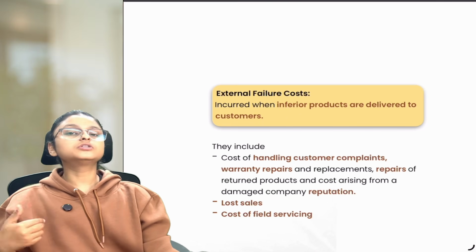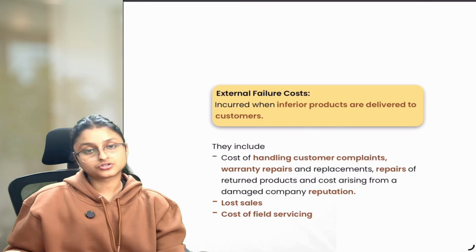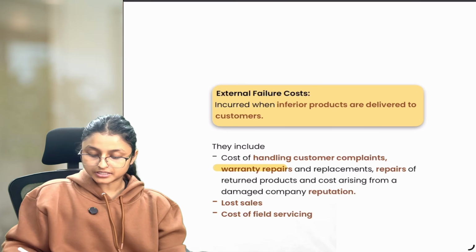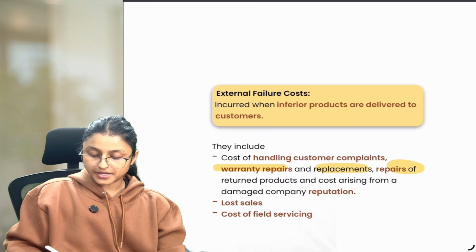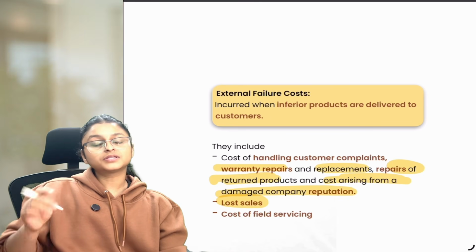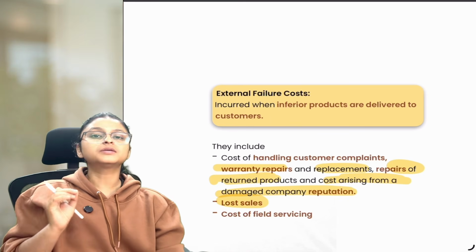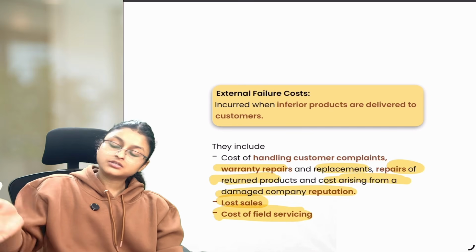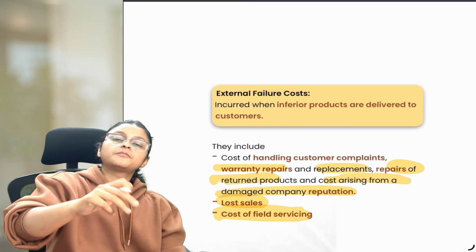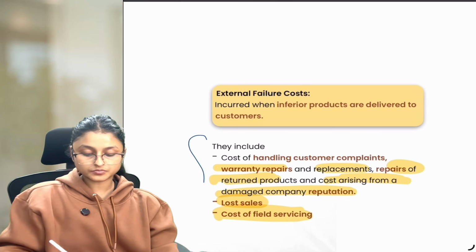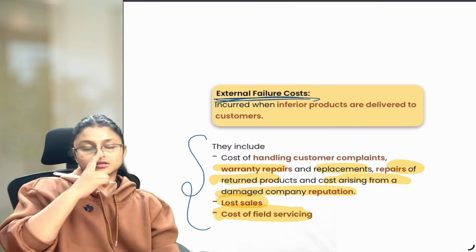And it can also lead to loss of our brand image. So cost of handling customer complaints, warranty repairs, replacements, repair of returned product, cost arising from damaged company reputation, lost sales. It can happen that the customer has returned the product, taken the money back, and that is a lost sale. Cost of field servicing, when the technicians have to go to the place of the customer and then service the product. These are different types of costs which arise due to external failure.